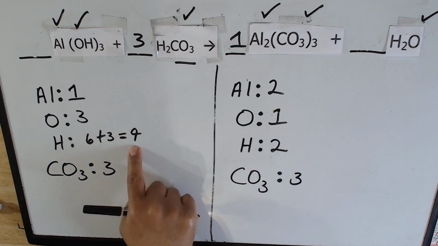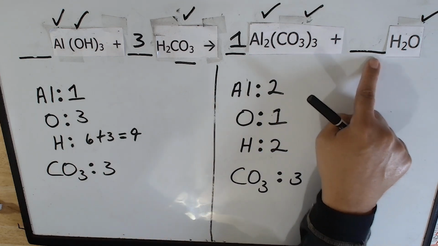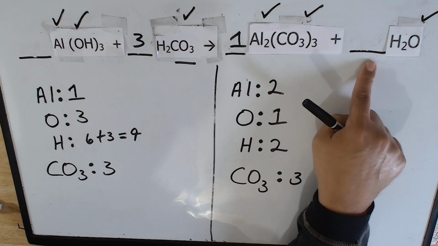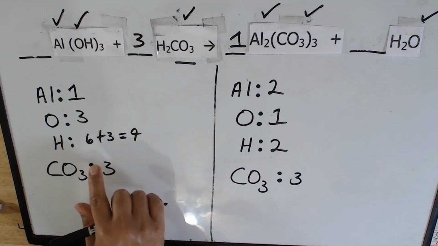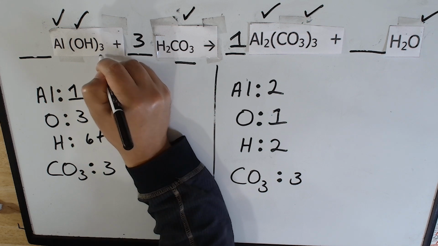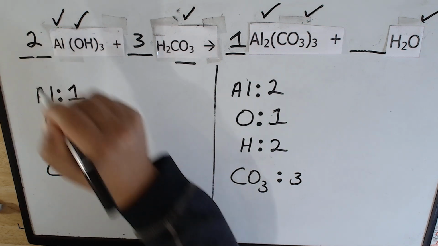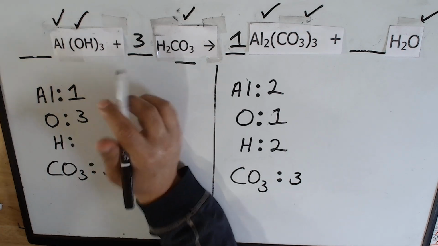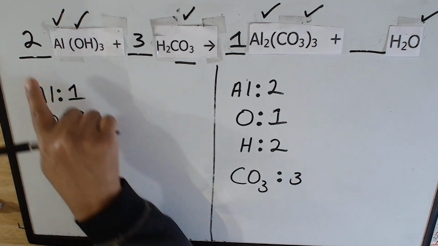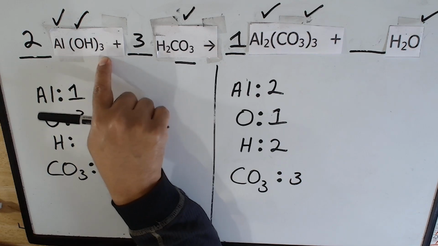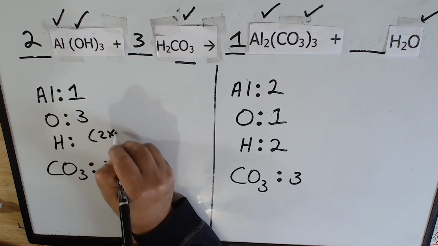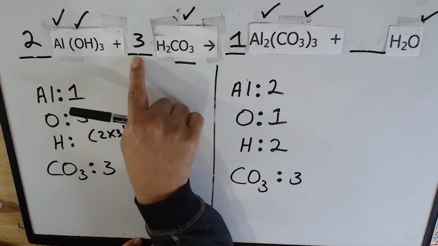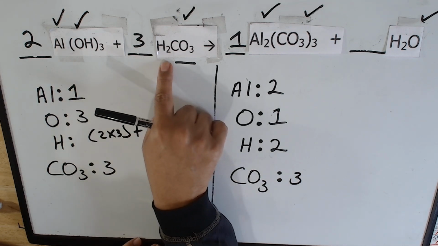So it's best to try to make this odd number into an even number, so that way when I come over here, I can make it an even number. So what I'm going to do, I'm going to say 3 times 2. So now this is what we have. I'm going to write my 2 better. We have 2 times 3 for our hydrogens plus 3 times 2.